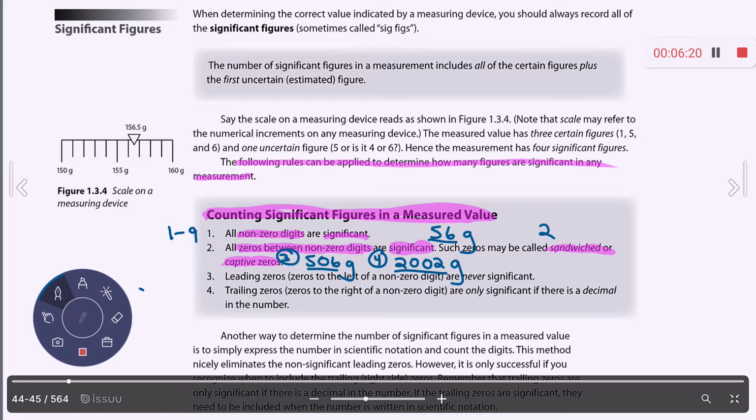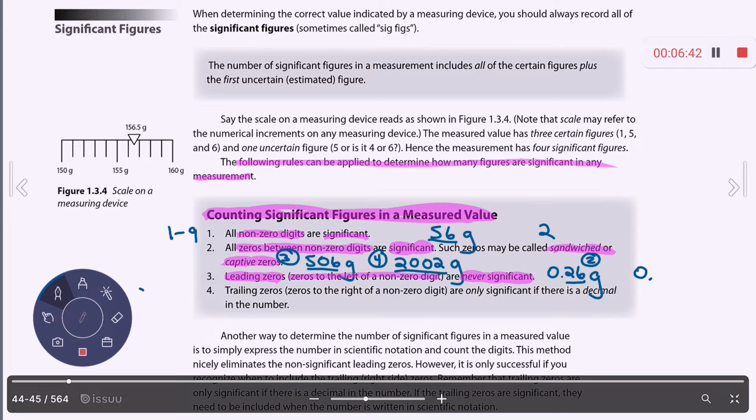Okay? Third rule, leading zeros. These are zeros to the left of a non-zero digit. These are never, ever significant. So if you have something like 0.26 grams, the 0 in front of the decimal point is not significant, but the 2 and the 6 are. So that means I have 2 sig figs.